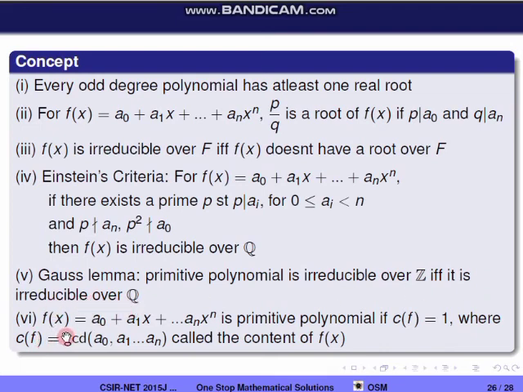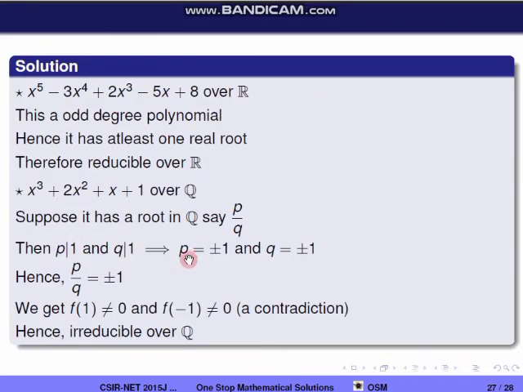f of x equal to a0 plus a1x plus etc. up to an x power n is a primitive polynomial if c of f equals 1, where c of f is equal to gcd of a0, a1, etc. up to an, which is called the content of f of x. So now we'll move on to the question. We'll check the options one by one.